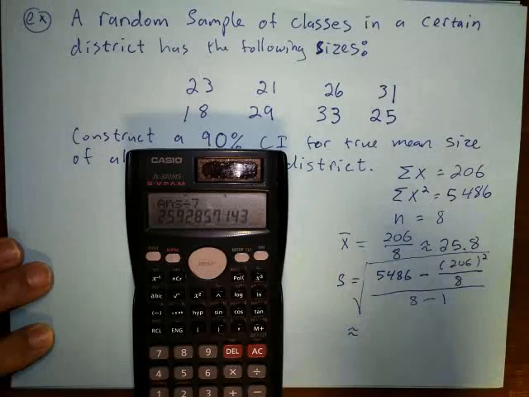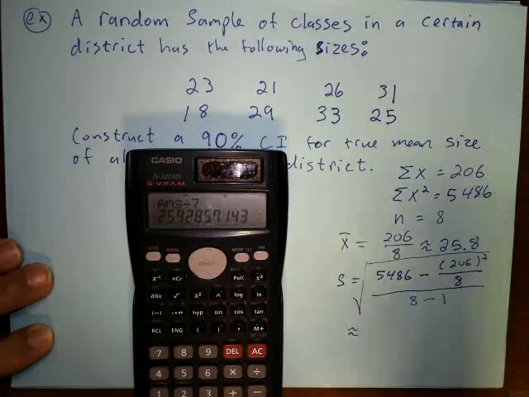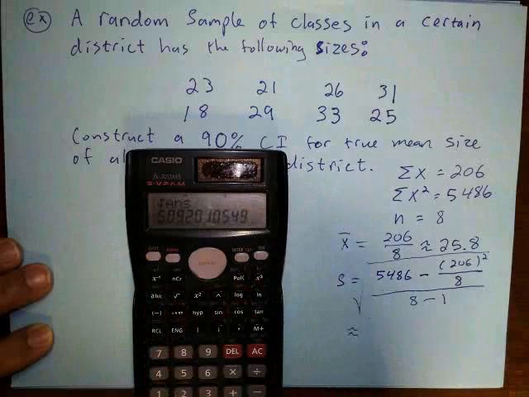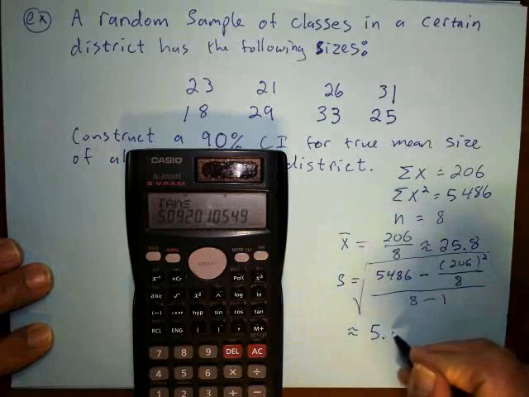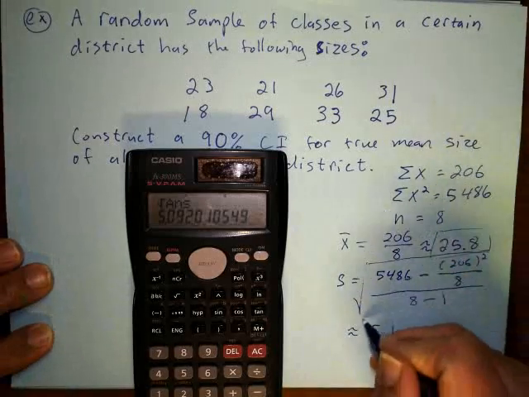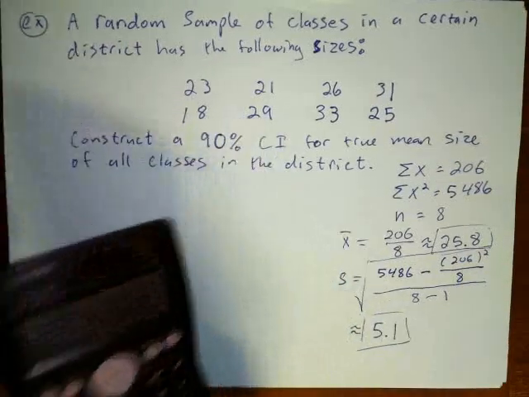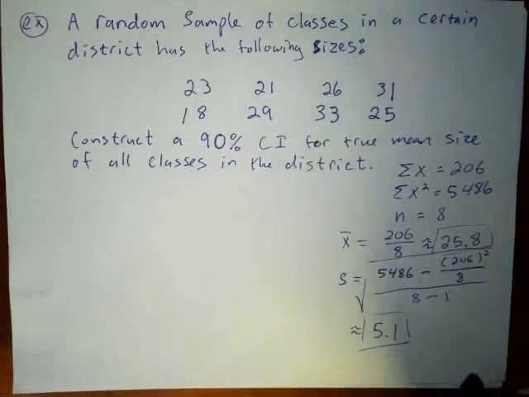So you've got to be looking if they give you variance or standard deviation. If they give you the variance, then you have to take the square root of the variance, and then you get the standard deviation. And what I get there is 5.1. So this is my mean, and this is my standard deviation. Now what I want to do is construct a 90% confidence interval.